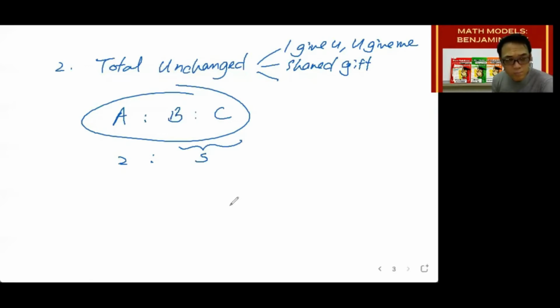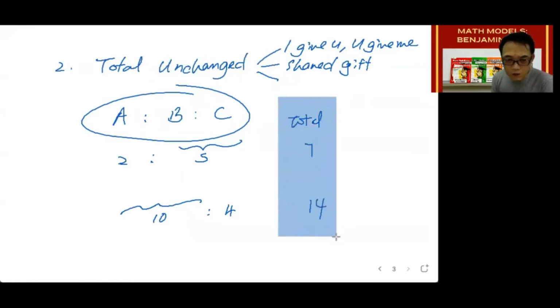say, 4 is to 10, what you want to do here is to add these two numbers together to get a total, and add these two numbers to get a total, and then equate the two totals because the total is unchanged.